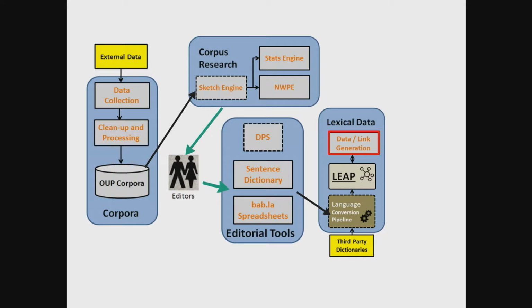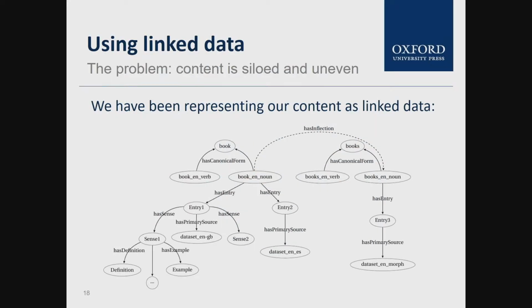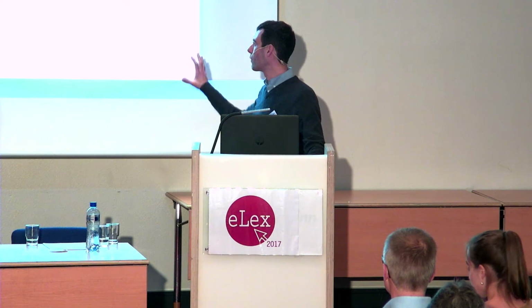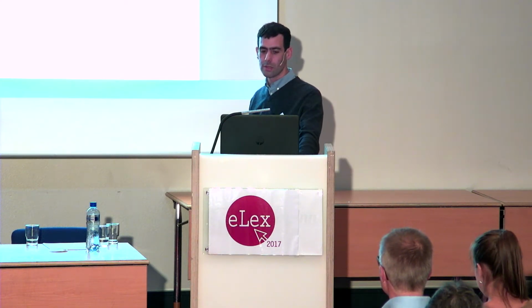So I'm going to just run through some of the experiments that we've made around linked data over the past couple of years and where we're seeing that going now. We have been representing our content as linked data. I'm not going to go through this in a lot of detail, but if you are interested in the ontology that was developed in OGL, then I can send you a link to the paper which describes this in a lot more detail. But this is just an overview of how one of our entries looks.